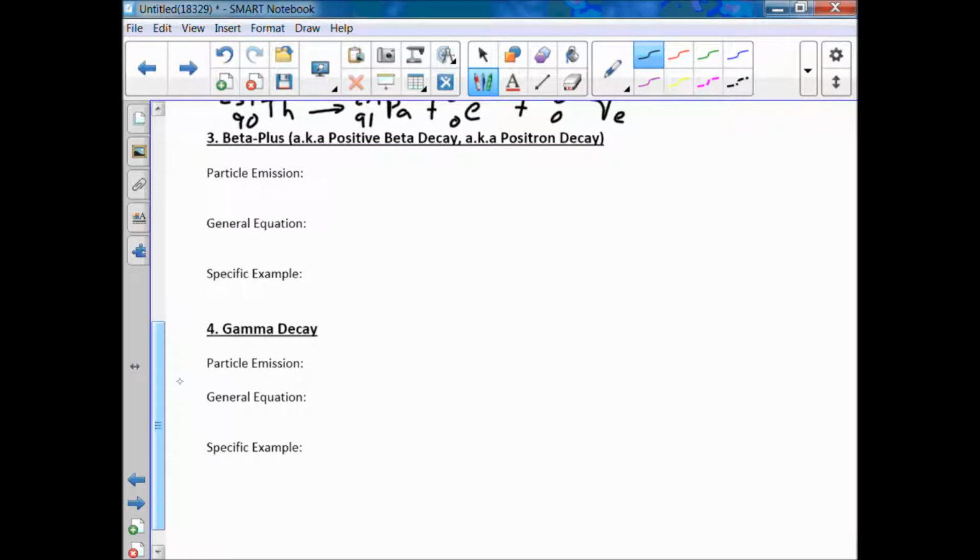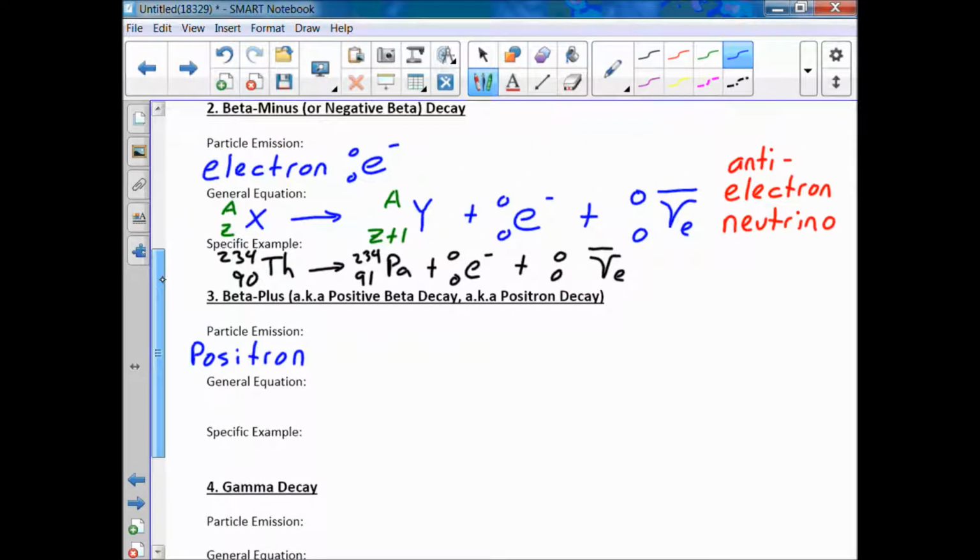Okay, beta plus decay. This could also be called positive beta decay, or positron decay. You might see it in any one of those forms. It releases a positron. So I should add the particle emission, like in beta minus decay. We should add the anti-electron neutrino. For the positron decay, it releases a positron.